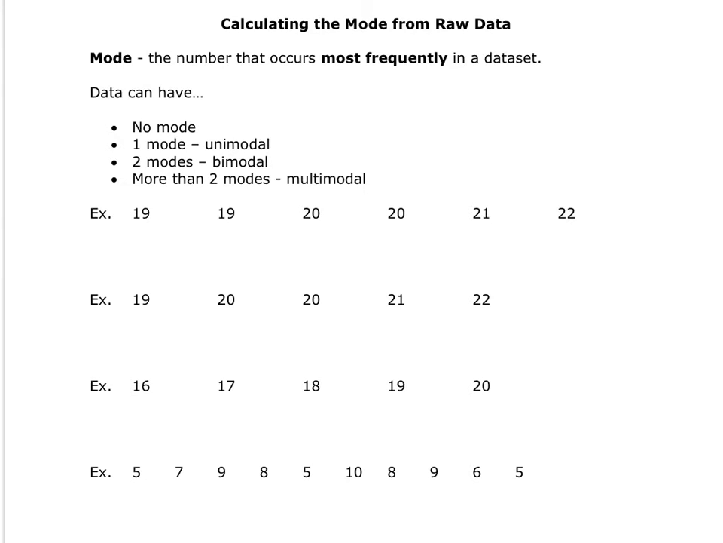Okay, so if I look at this first set of data, I have two 19s, two 20s, a 21, and a 22. Because 19 and 20 occur the most, because they occur twice each, my modes are 19 and 20, and we call that bimodal.